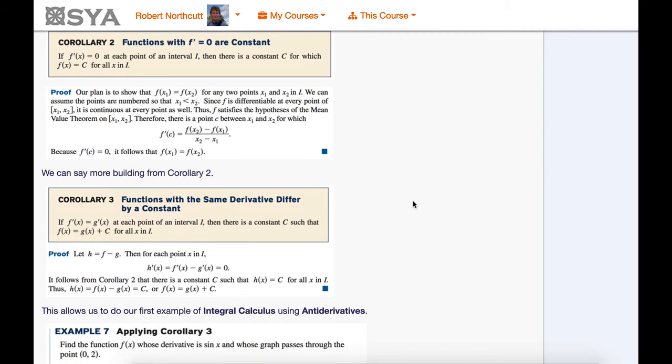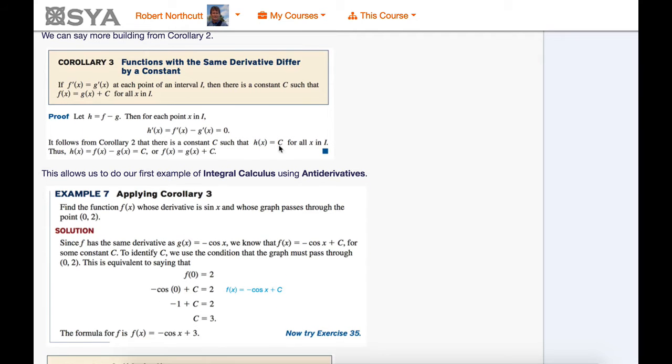The second corollary has to do with the derivatives. And what that says is that if you have two functions that have the same derivative, then those functions have to differ only by a constant. They're the same function plus or minus a constant. And so what they're saying is that if f prime equals g prime at every point on an interval, then there is a constant c such that f of x equals g of x plus c. That is, it's just a vertical translation. Otherwise, the functions are identical. Their slopes of their tangent lines are the same at every point on the function.